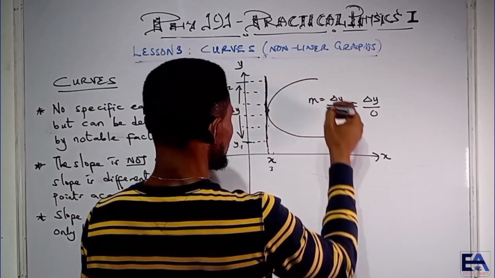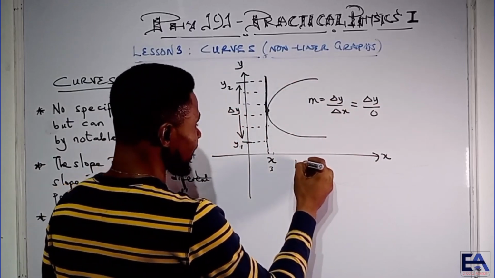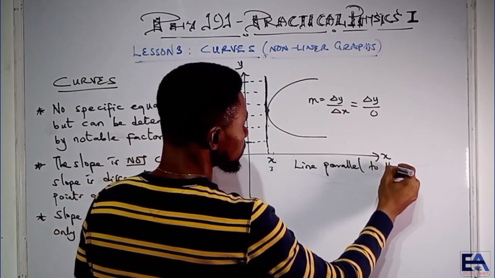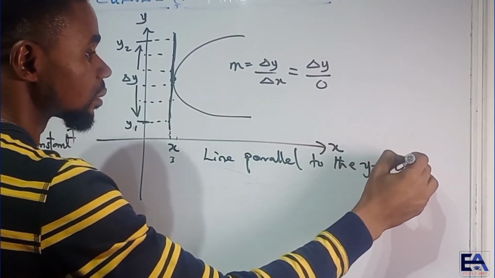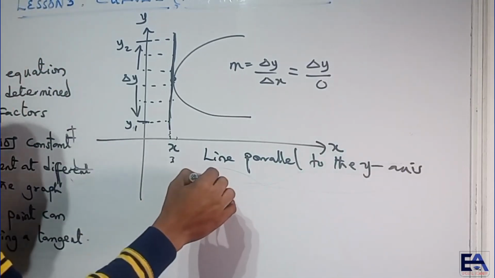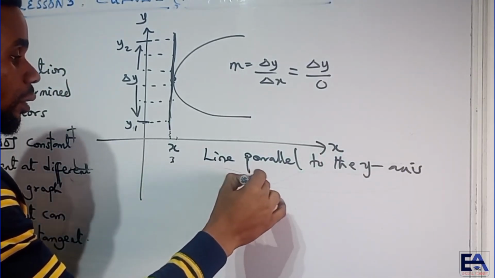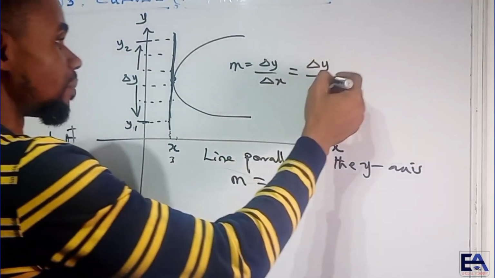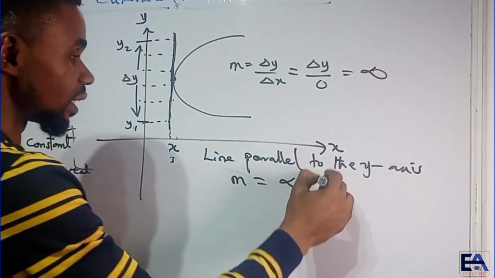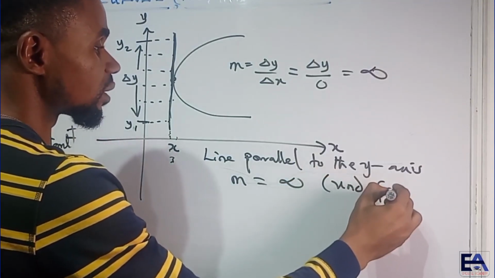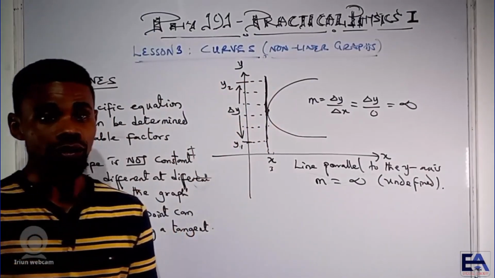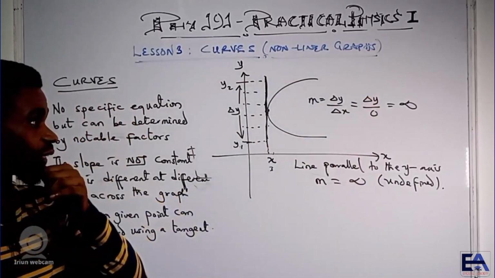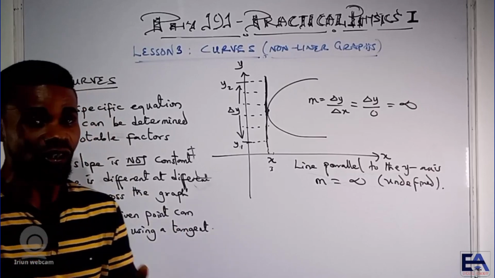So in this case, we have a line parallel to the y-axis. What happens in that case? It means that the slope is going to be equal to what? Infinity. Slope is infinity because anything divided by 0 is infinity. Or you can say undefined. So no value, no answer for it. Anything divided by 0 in mathematics is what? Undefined. Or you can say it is infinity.